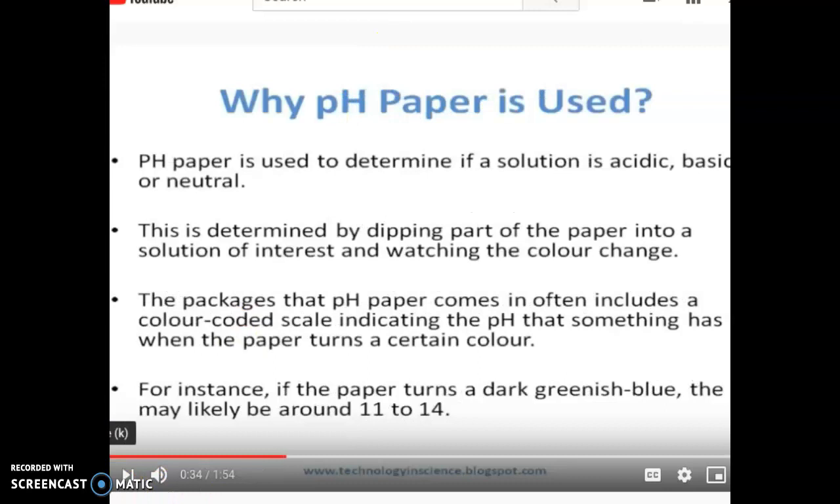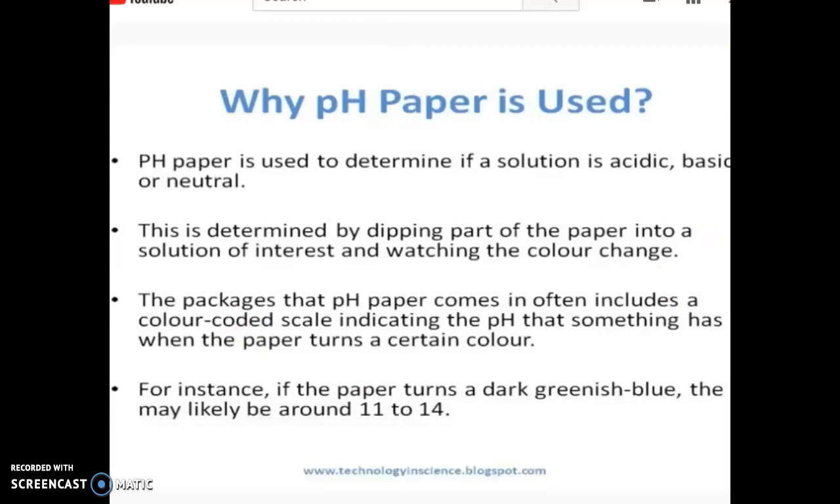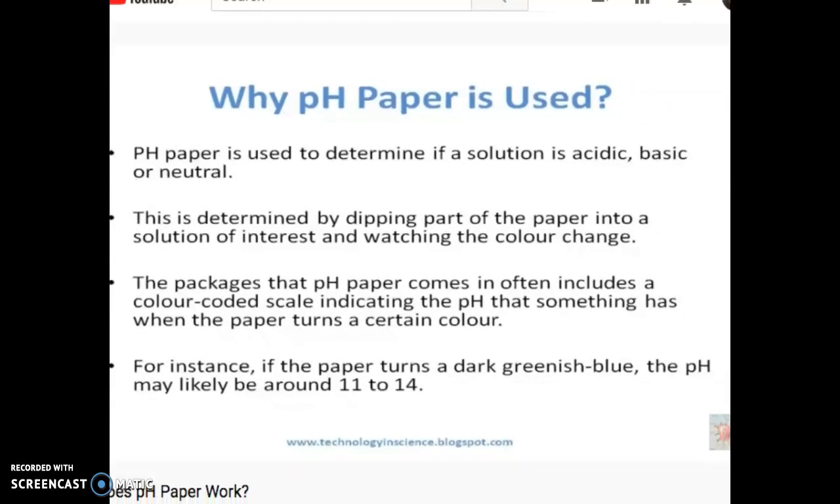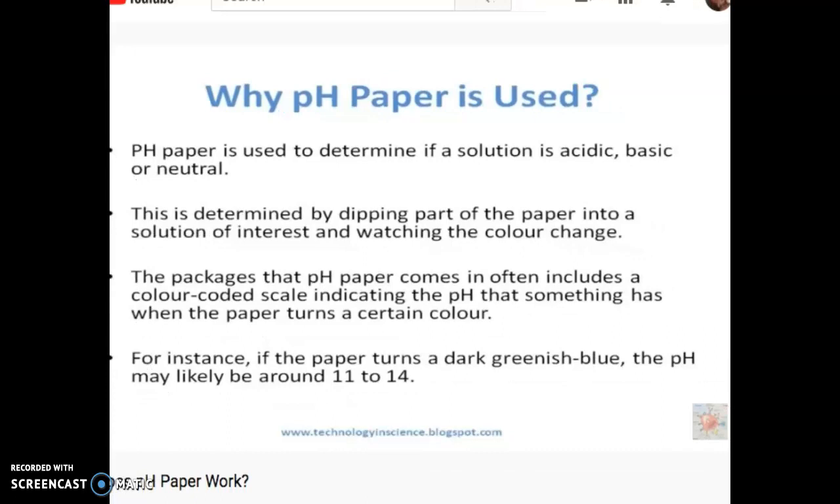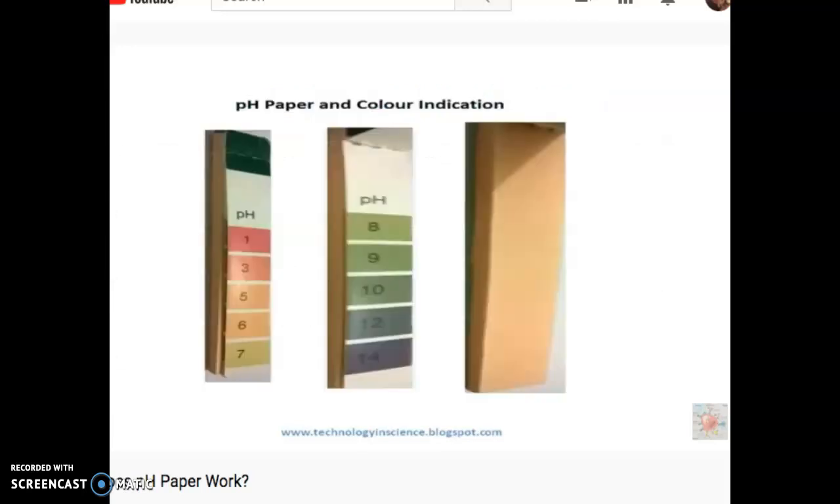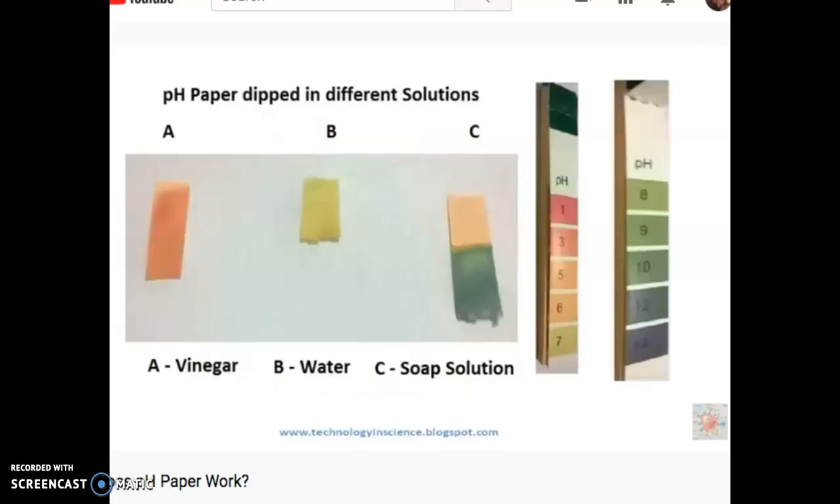pH paper is used to determine if a solution is acidic, basic, or neutral. This is determined by dipping part of the pH paper into a solution of interest and watching the color change. The packages that pH paper comes in often includes a color-coded scale indicating the pH that something has when the paper turns a certain color. For instance, if the paper turns a dark greenish blue, the pH may likely be around 11 to 14. If the paper turns red, the pH may likely be around 1 to 4.